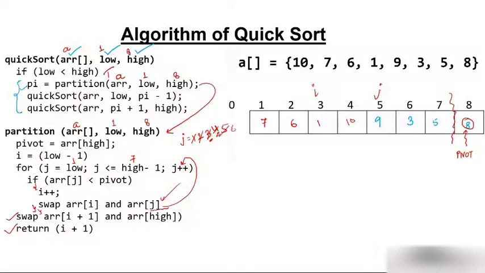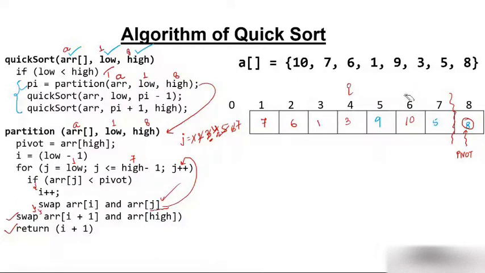Now j becomes 6. Let me increment j. I'll again check is A6 less than pivot. What is there in A6? 3 is less than pivot. Yes, it's less than pivot. I'll increment i and I'll swap AI and AJ. So the moment I do, 3 will come over here and 10 will come over here. Okay, what I'll do again, increment j. j becomes 7. Fine. I'll check 7 is less than 7. No, but it is equal.